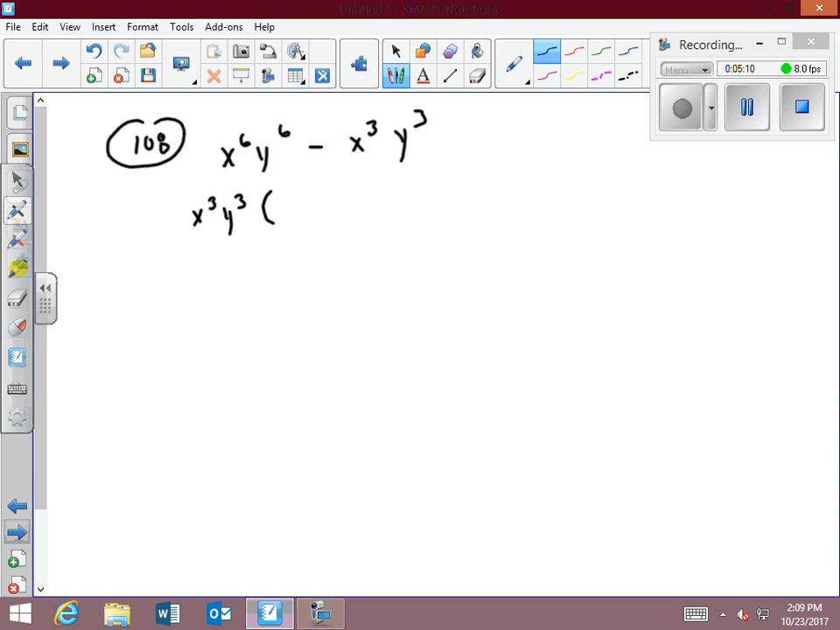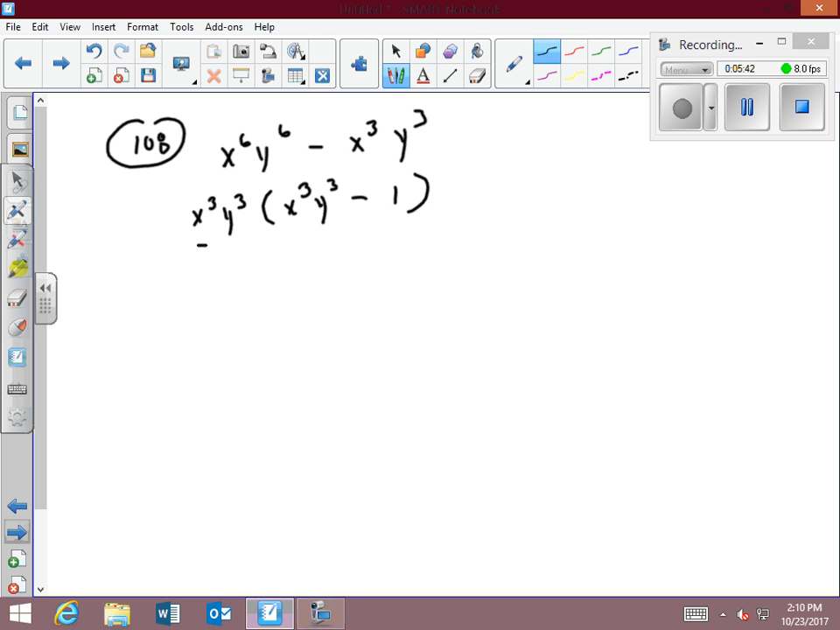Now, out of the x to the 6th y to the 6th, you take x cubed y cubed out, what do you have left? Okay, you have an x cubed y cubed. Now, minus, if you take an x cubed y cubed out, what do you have left? 1. Does everyone understand why it's 1? You distribute it back through, you've got to get back to that value.